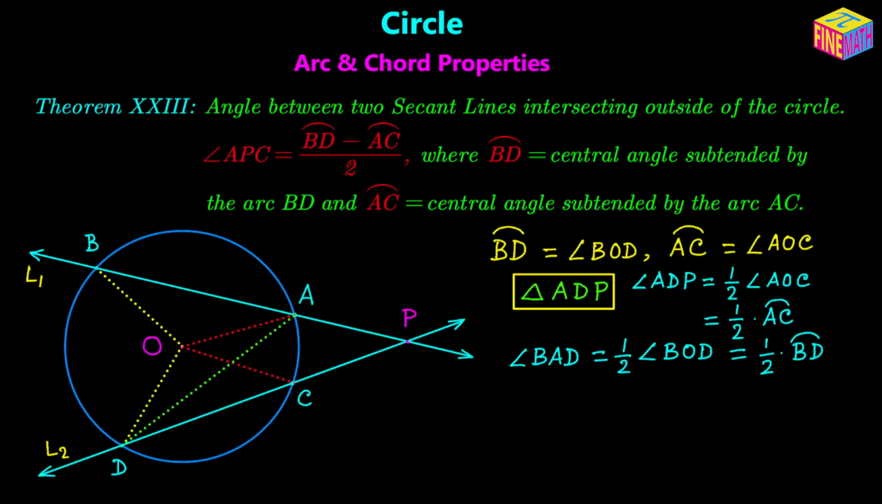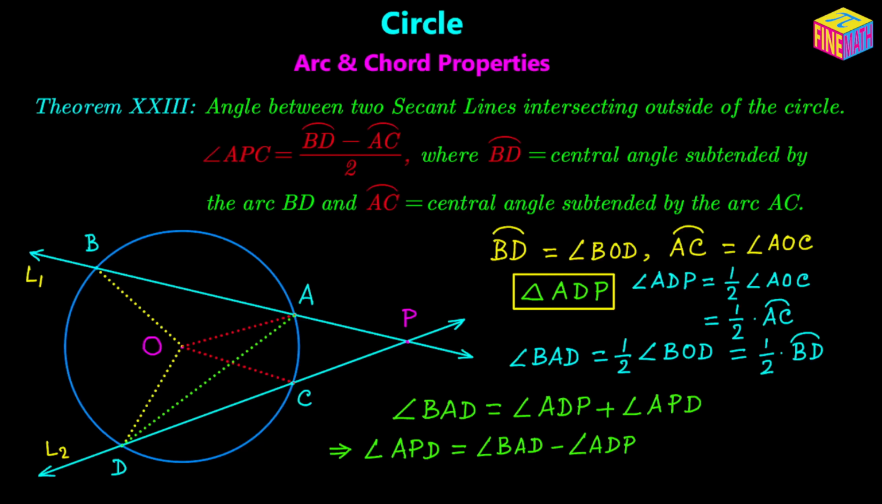And similarly, what would be the angle BAD? Well, that is an inscribed angle for the arc BD, and its size obviously will be half of the central angle subtended by the arc BD. Now if you think about the angle BAD with respect to the triangle ADP, you will realize that angle BAD is essentially an exterior angle of the triangle ADP. So angle BAD will be equal to the sum of the two farthest interior angles of the triangle ADP.